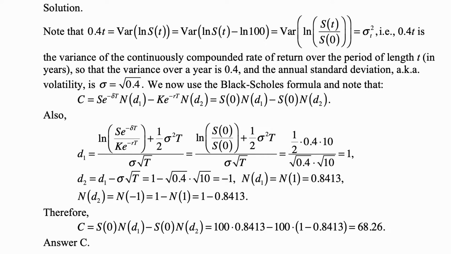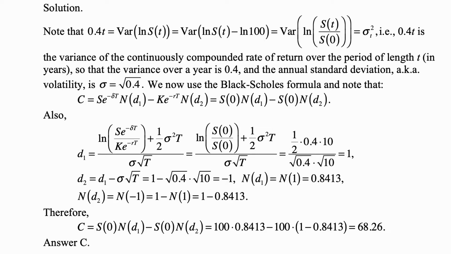And now we use the Black-Scholes formula and note that the call price is given by the standard Black-Scholes formula. There are no dividends, so that's reasonably nice. And also the present value of the exercise price is just S of 0. So this becomes S of 0 times N of d1 minus S of 0 times N of d2.